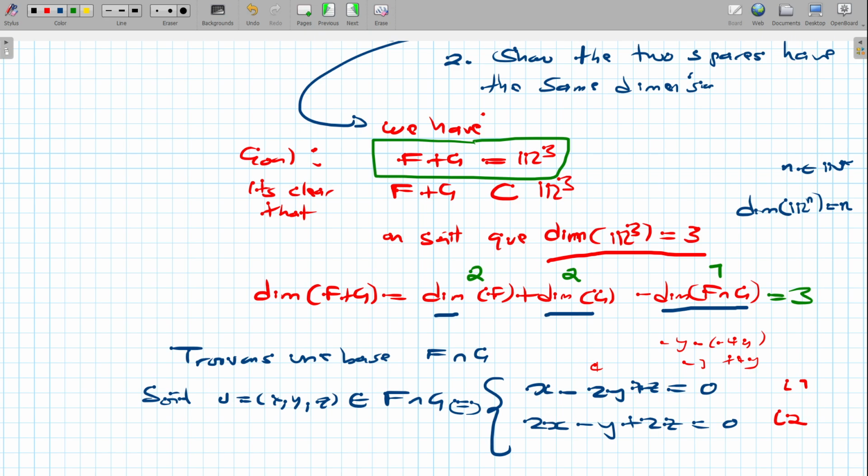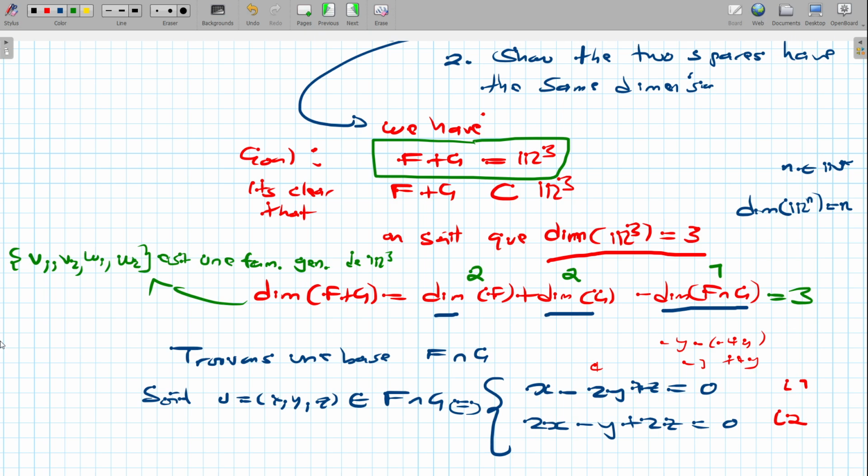We've shown that f plus g is equal to what? To R3. So the conclusion here is that V1, V2, W1, W2 est une famille génératrice de R3, like so. Then the next question is, est-ce que c'est une famille libre?